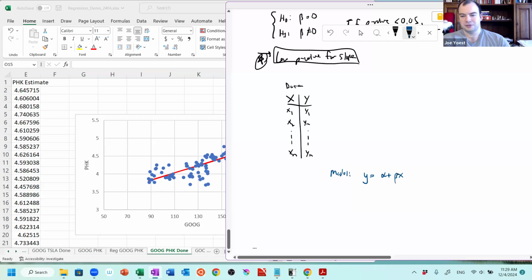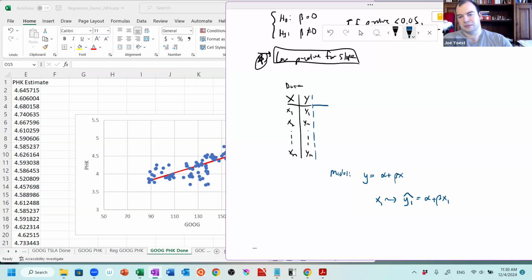For a given X, for a given X1, my model would say that Y1 hat, the model estimate for Y1, would be alpha plus beta X1. So alongside this data, I could think of there being another column, given a choice for alpha and beta. I have my Y hats, my estimates for Y under the model, say Y1 hat, Y2 hat, and so on down to Yn hat.